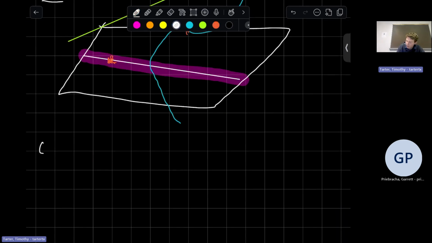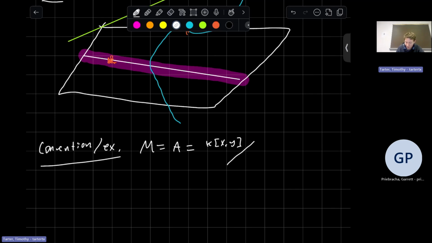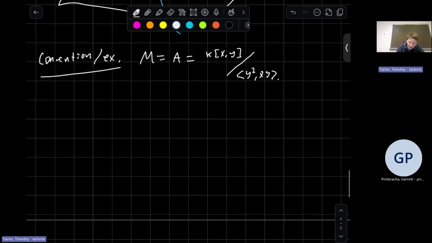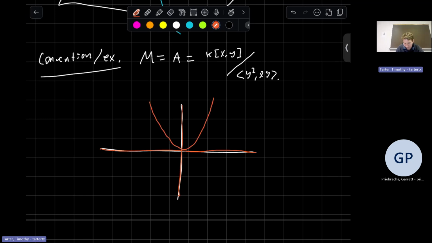So just keep in mind this convention/example. Let M be A, be k[x,y] where k is a field, mod (y^2, xy). So what does this look like? Well, we are gluing the axes and we are gluing the parabola. And all of these are identified with 0.